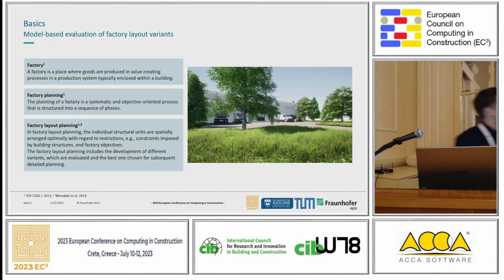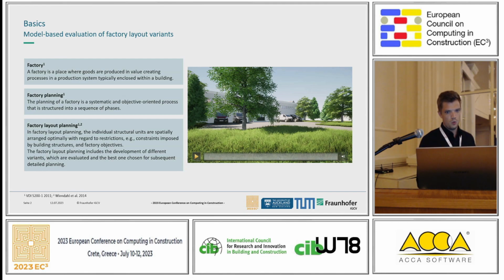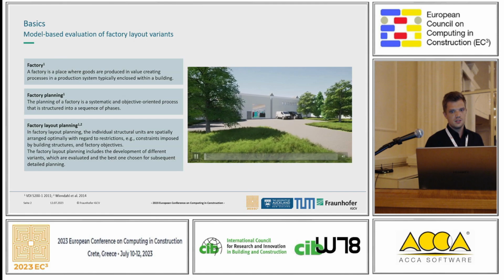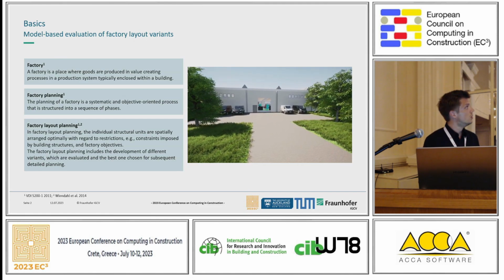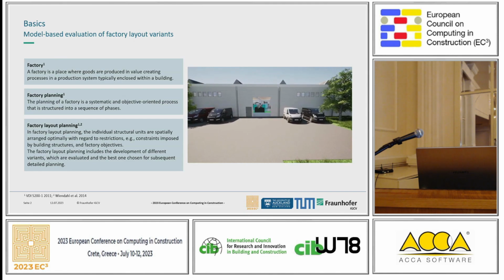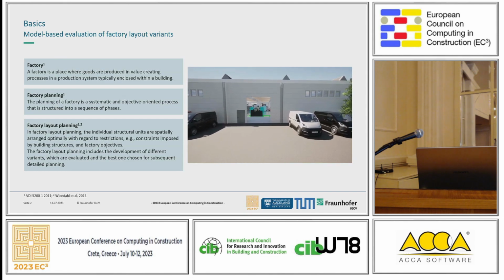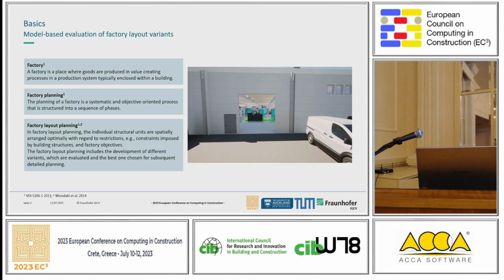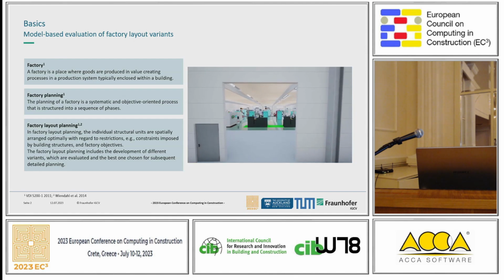Okay, let me give you first a short introduction to factory planning. What is a factory? A factory is a place where products are produced or where values are created. On the right-hand side, you can also see a short video of how a factory looks. And what you can see, a factory consists on the highest level of a production system and a building system.